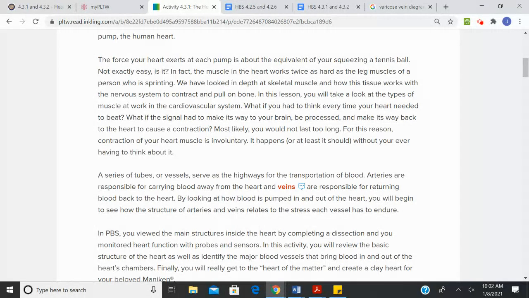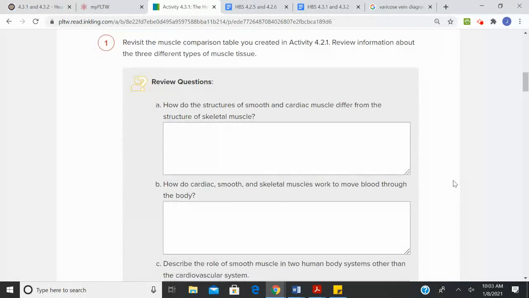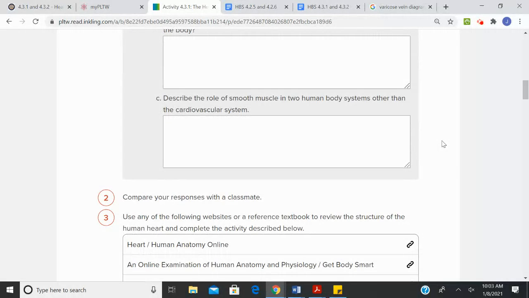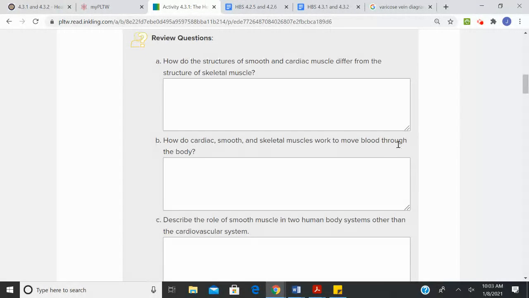But that's the pump. And remember, blood is not produced in the heart. We'll talk about where blood is produced later in Unit 5. But the heart is what pumps the blood and moves it throughout the body. And so there are arteries and veins that are necessary to move that, which if you took PBS, you are hopefully familiar with. And remember, the three types of muscle: skeletal, smooth, and cardiac. This is the cardiac muscle.